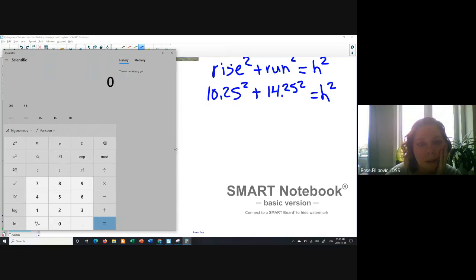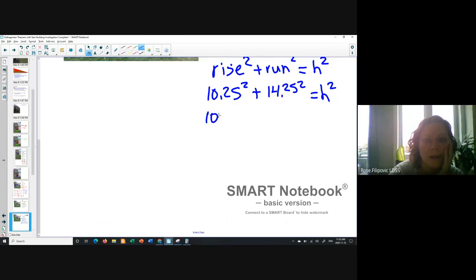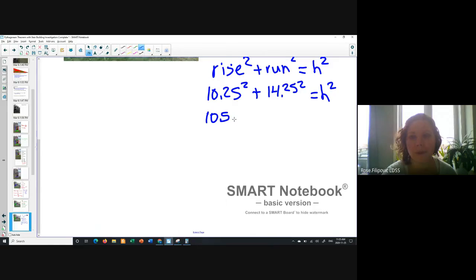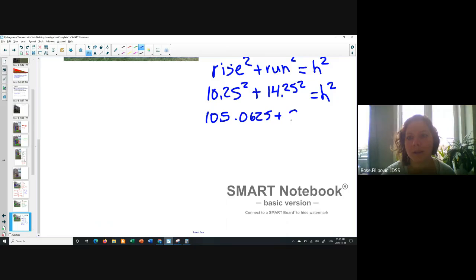Okay, so I take 10.25. That's not the right number. And I square it. Yep. That gives me 105.0625. And then I need to take my 14.25 and square it. And that gives me 203.0625. I ran out of room, but it equals the length there.